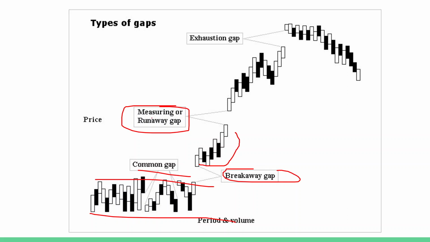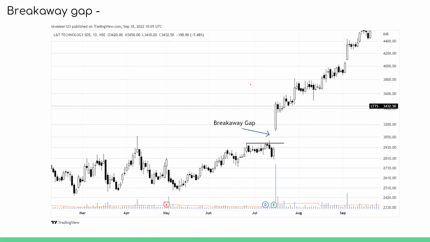So after the continuation or runaway gap, the next type of gap that we have is the exhaustion gap. As I said, the price has moved up and the buyers try to push the price higher again, but after a few days the price falls down. So this is a bookish representation of what the gaps look like, and I'll show you the real examples as well. So here is an example of a breakaway gap.